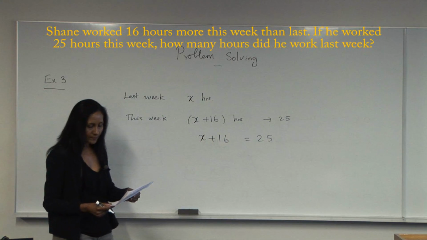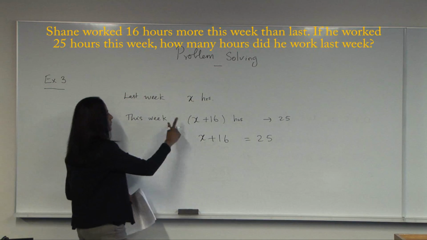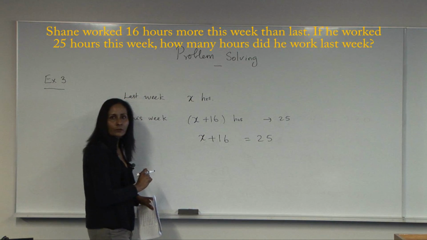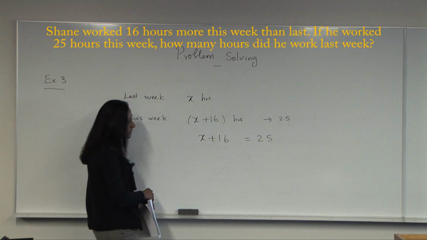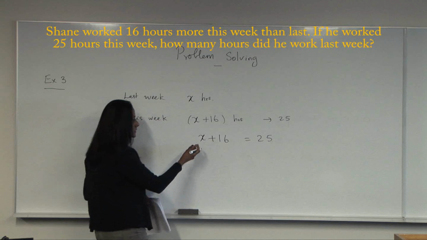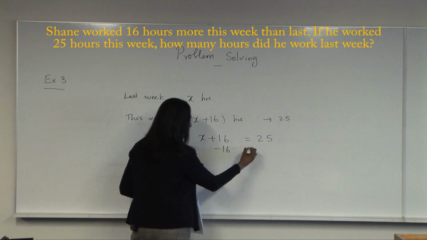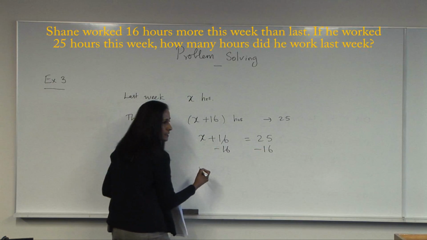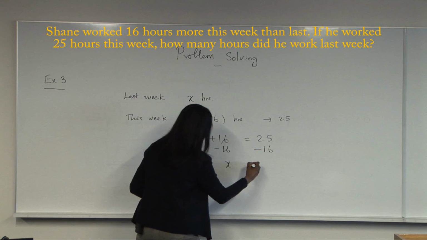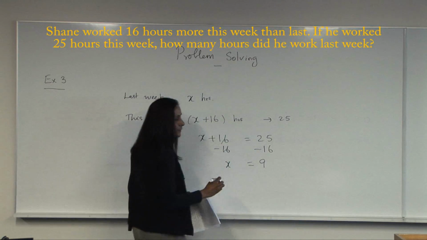So X plus 16 is equal to 25. The question is, how many hours did he work last week? What do we have to find out? What X is. We have an equation. This is a linear equation, right? In X, we have to solve for X. Subtract 16 from both sides. So 16 minus 16 is 0, that cancels out. 25 minus 16 is 9.